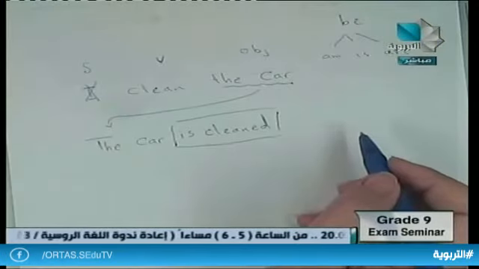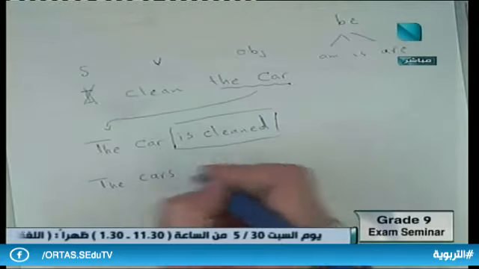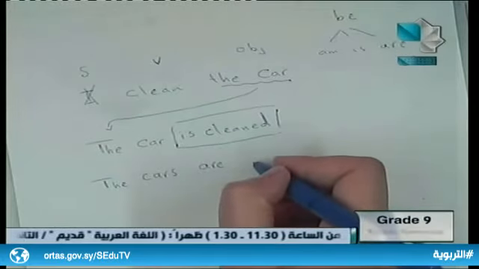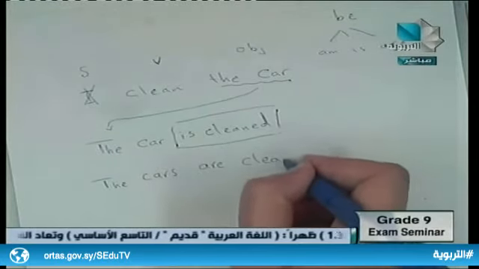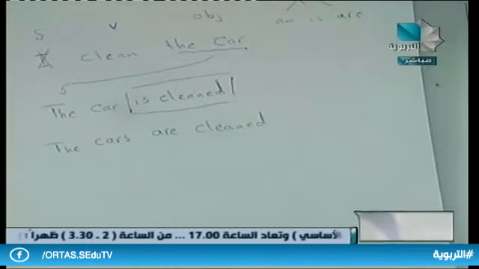If I say the cars, it's in the present and it's plural, so here I have to use are, because are goes with the plural. The cars are cleaned. So in the present passive, we have verb to be, is or are, plus verb 3. Is it okay, Aya? Is it clear? She's not with us.